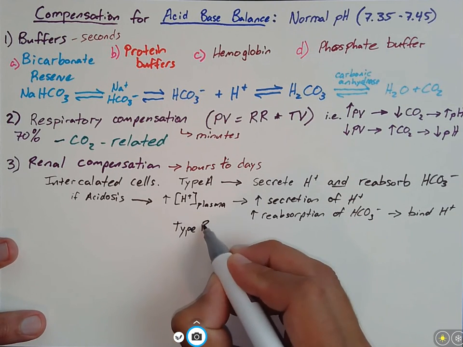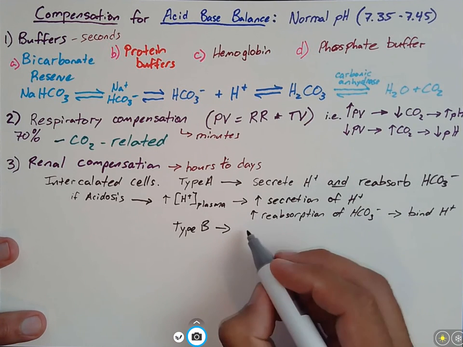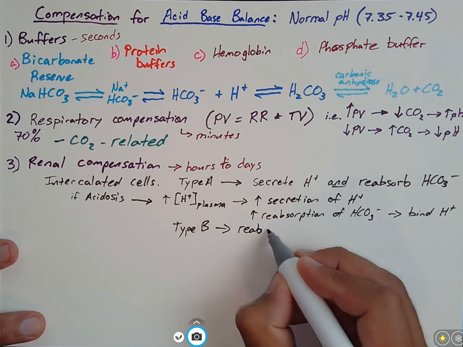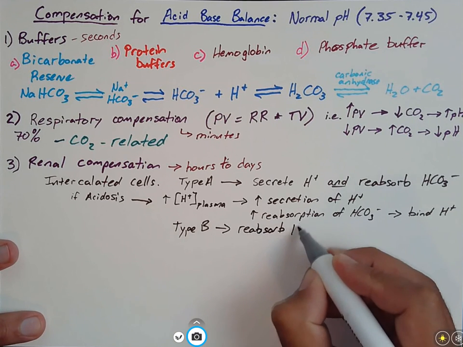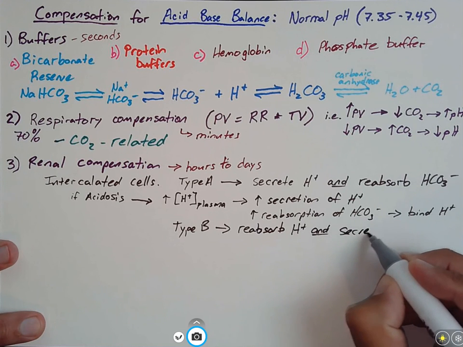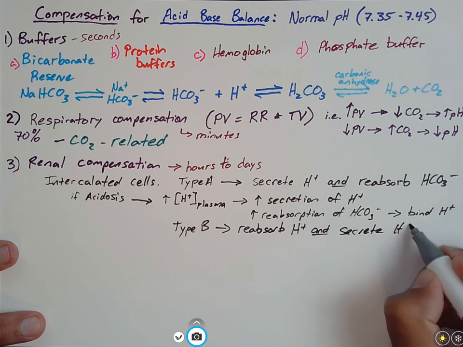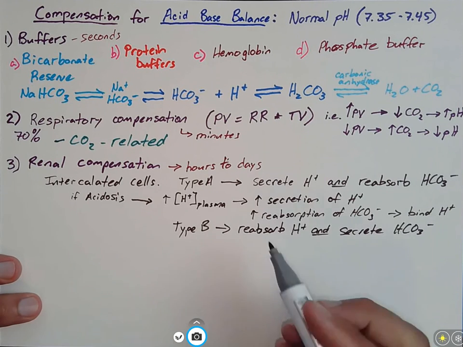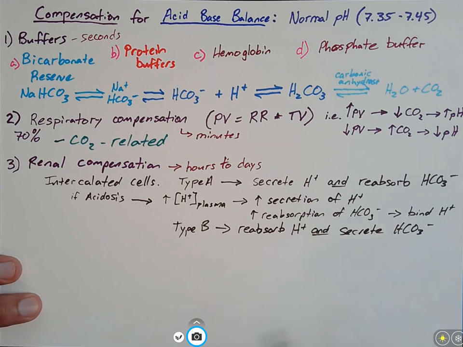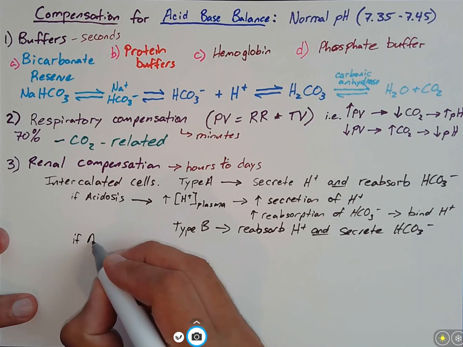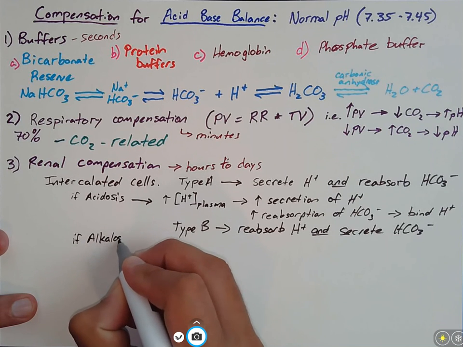We have type B, and type B intercalated cells are constantly reabsorbing hydrogens and secrete bicarbs. They're doing the opposite because of the polarity of those intercalated cells. Their transporters are now going to be swapped. And therefore, type B are going to be helping with a patient that has alkalosis.